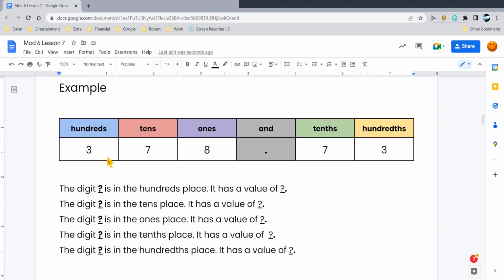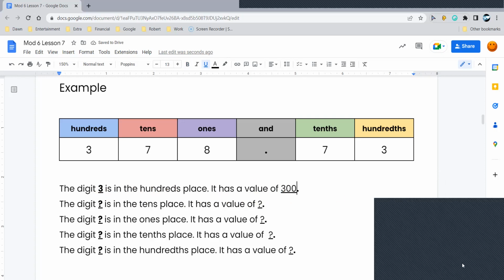So our example is 378 and 73 hundredths. We need to make sure we're understanding how to write these. I look at the hundredths place, and I see that the digit there is a 3. So right here, I'll write a 3 and then its value. The digit 3 in the hundredths place, what is its value? It is 300.